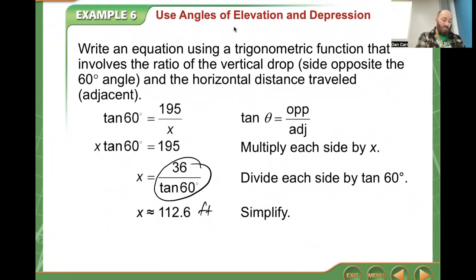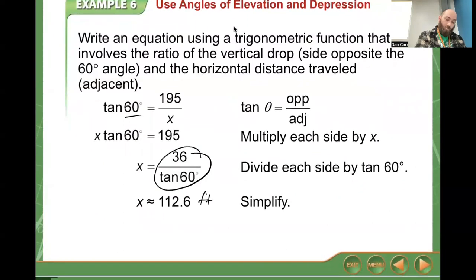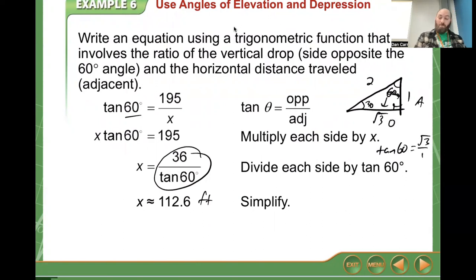Now remember, I do have 60 degrees. So that means I could have set this up with a 30, 60, 90. Okay, so 30, 60, 90. Okay, 1, 2, and root 3. I'm still using tangent. So if I look at the tangent of 60, it's going to be opposite root 3 over the adjacent 1. So that is root 3 over 1. So as an alternate, I could have done that.